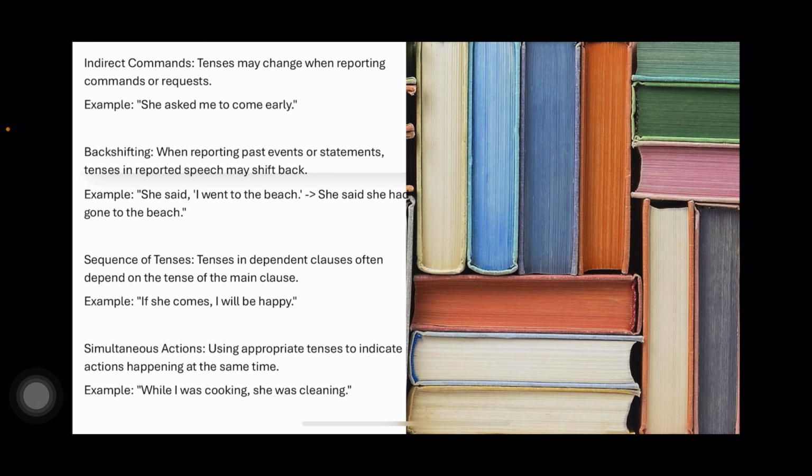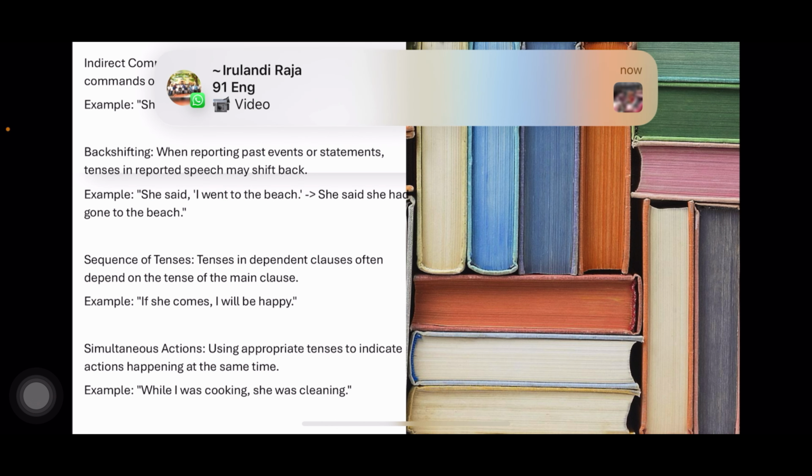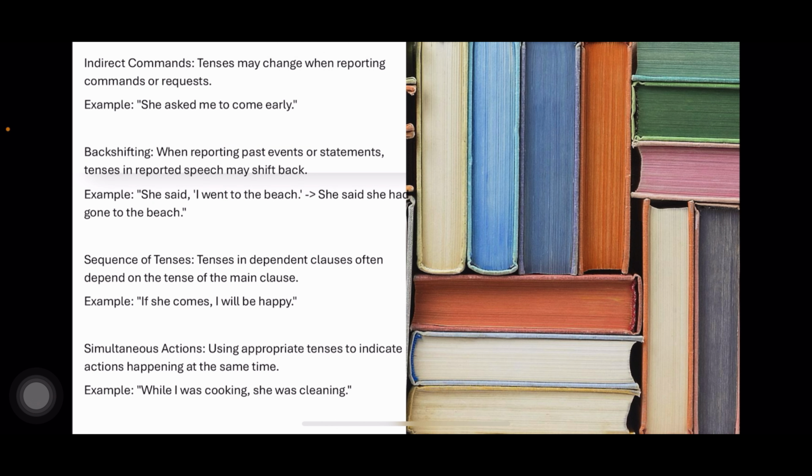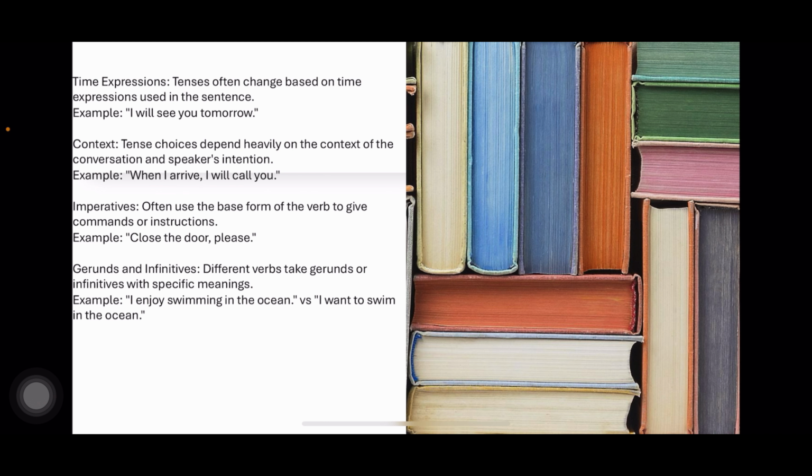Simultaneous actions. Using appropriate tenses to indicate actions happening at the same time. While I was cooking, she was cleaning.